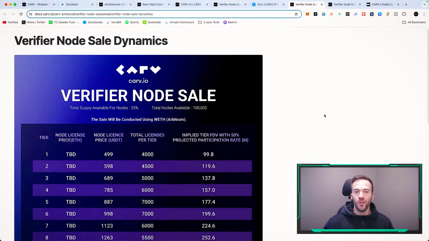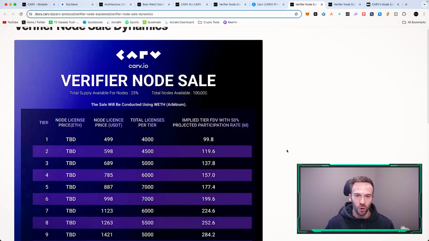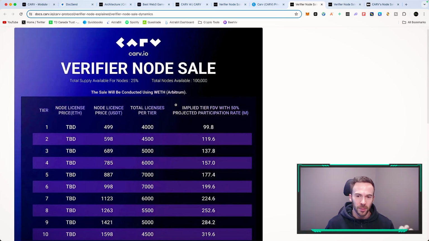So now for the fun stuff, and to understand how this node sale is going to work. As we said, there is going to be 25% of the Carv tokens as rewards for the people running nodes, and there are going to be 100,000 nodes available. Now, if we take a look at what is going to be used for purchasing these nodes, we are talking about wrapped Ethereum on Arbitrum.